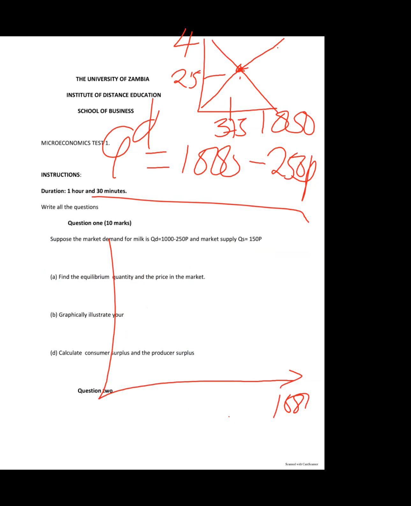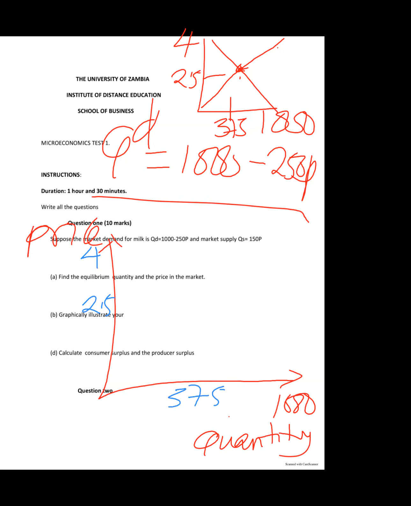You'll have 1,000 here. This is quantity, of course. On the horizontal axis, we always have quantity. And then on top, we have price. And we have the maximum price. Let me just use the blue marker for you to be able to see. You have 4 as the maximum price. You have 2.5 as the equilibrium price. And you have 375 like that.